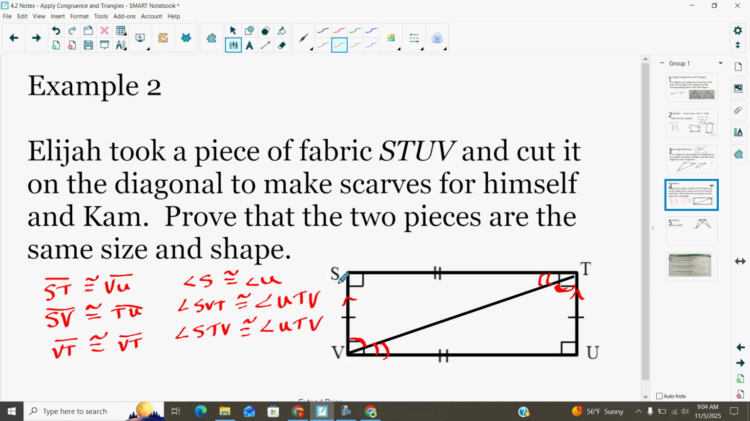So we showed that we have 3 sets of congruent sides. We have 3 sets of congruent angles. Therefore, triangle STV, we went along the long edge and then along the hypotenuse, is congruent to triangle UVT. We can state that because congruent parts lead to congruent figures.